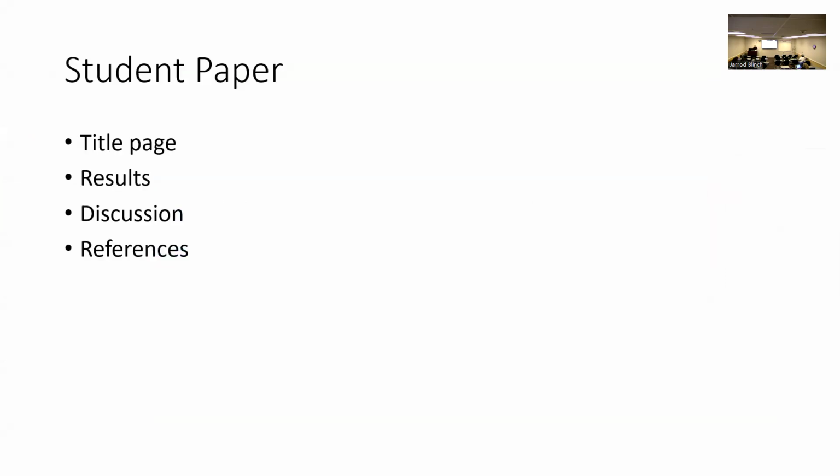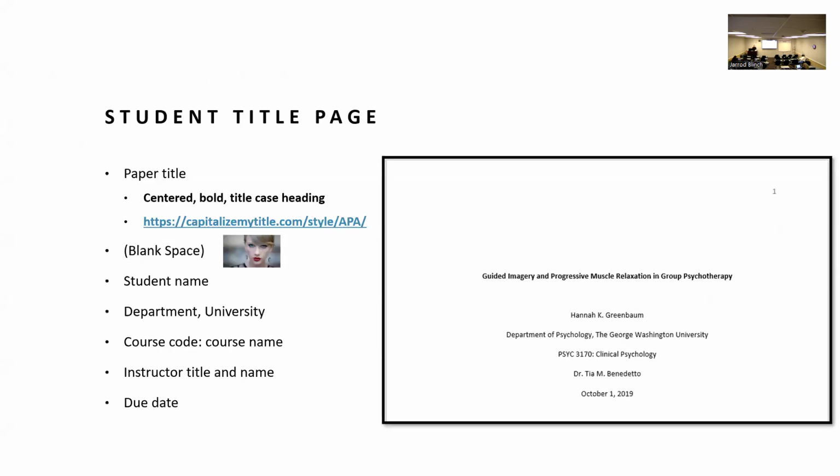All right, let's talk about your next paper. The sections in that paper: you should have the title page, same as always, so you should be good at that. Results section, which we have some practice with. Discussion, that's the new part, so we'll talk more about that. And references, well, we've done that before too. So just so we have this in one spot, there's your title page.